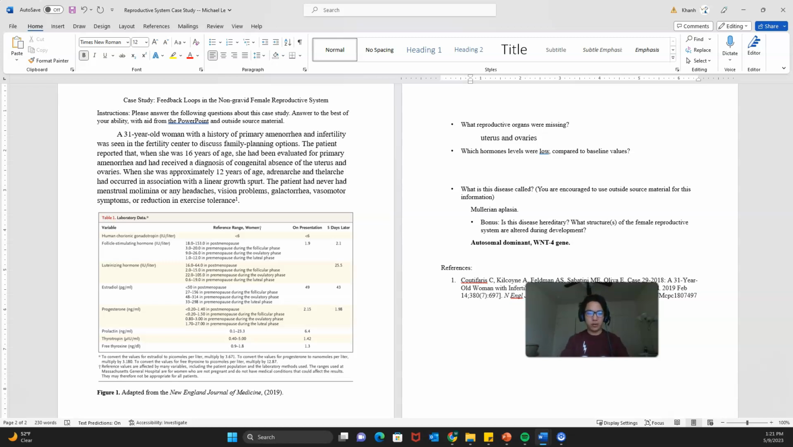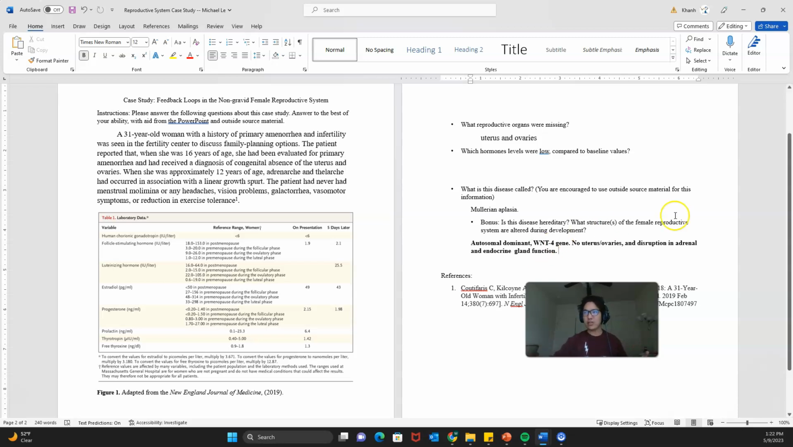And of course, which structures are altered? That would be all of them. So you'll notice again, no uterus or ovaries, and disruption in adrenal and endocrine gland function. Okay, and that pretty much covers everything. I went through a PowerPoint discussing female reproductive anatomy and hormonal regulation, and then we answered a really interesting case study about it.